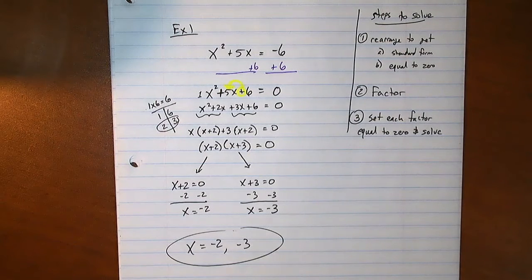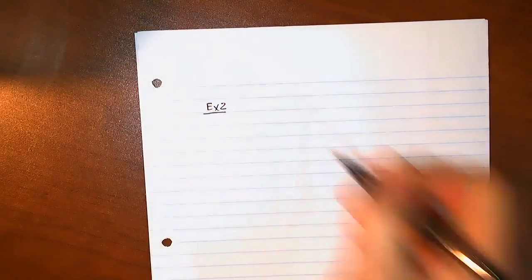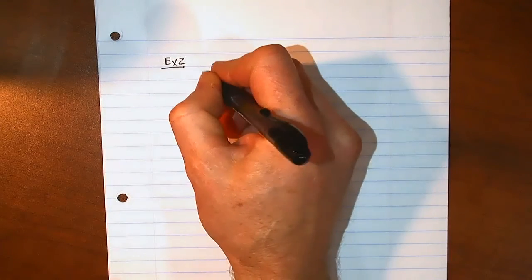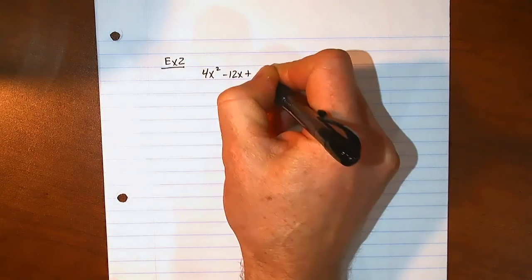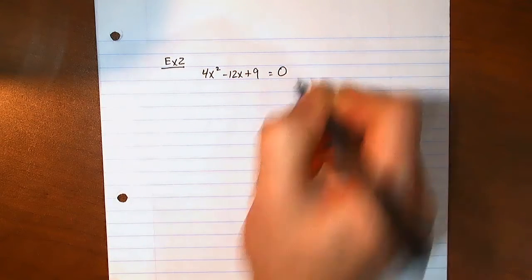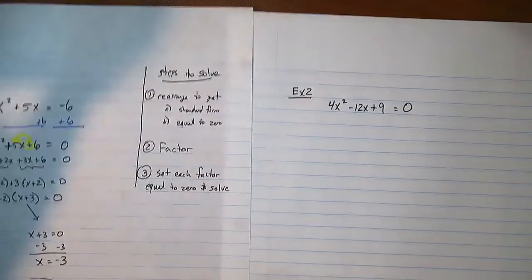But there is a scenario where we would only get one solution. And so let's take a look at an example that causes us to get only one solution. Suppose I have 4x squared minus 12x plus 9 equal to 0. For this, I'm going to start off already in standard form, already equal to 0, so that we can focus on what would cause me to get only one solution. Okay, so here are our steps.